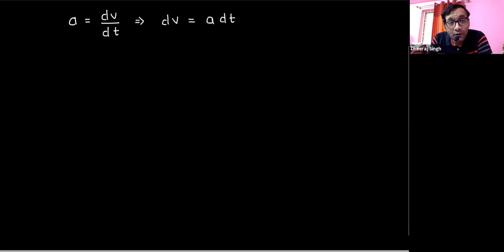So you can integrate this. A is constant. So on the left hand side, I am going from initial velocity to the final velocity. Time is from 0 to t. So what will be the integral of this? How to integrate it further? Anyone?